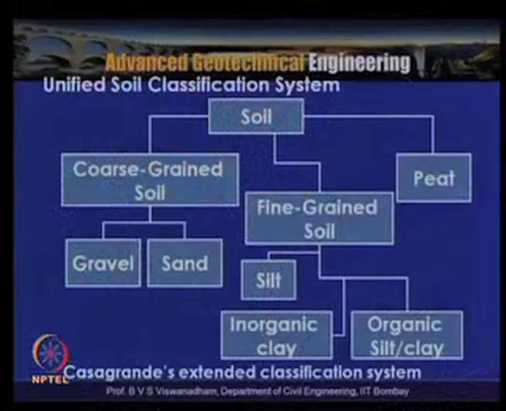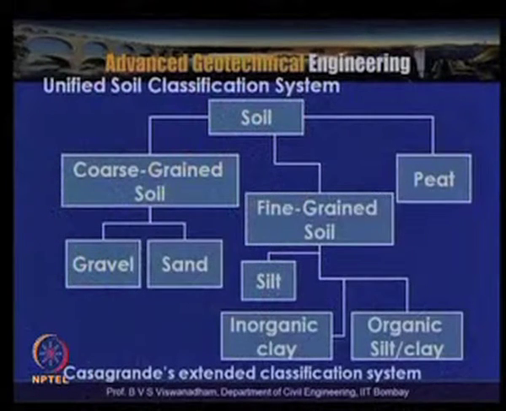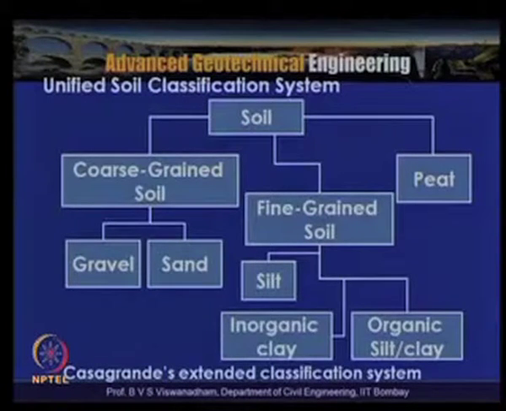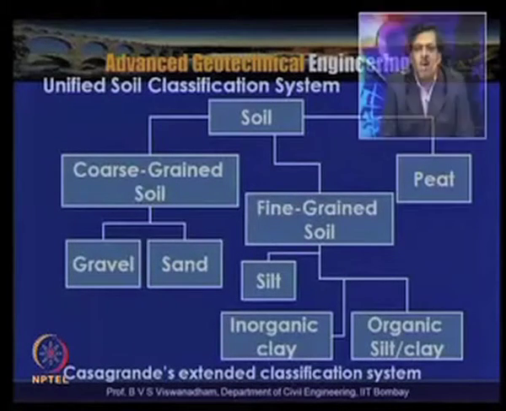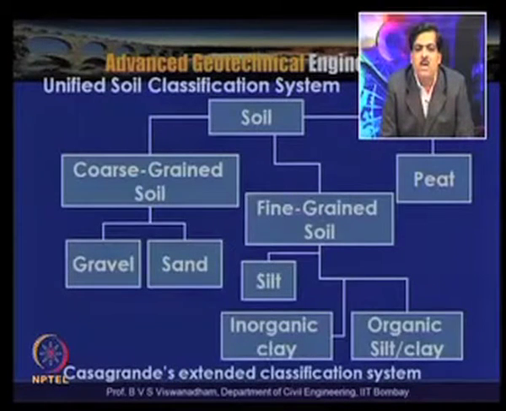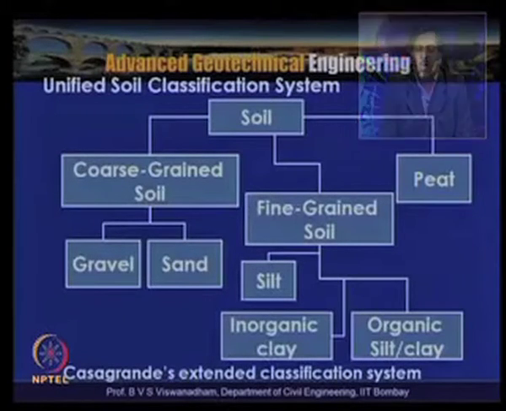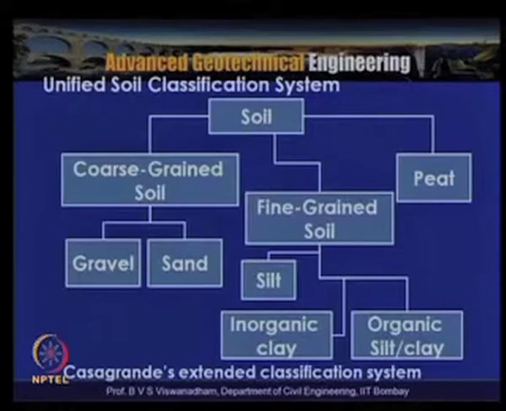The Unified Soil Classification System subdivides the soil into the following heads. Soil is basically divided into 3 predominant types: coarse grained soil, fine grained soil, and, as discussed earlier, peat type soils, which are organic soils of peat or muck nature. Coarse grained and fine grained soils are subdivided separately. Coarse grained soils are predominantly gravel and sand, and fine grained soils are silt, inorganic clays, and organic silts and clays. It is also known as Casagrande's extended classification system.